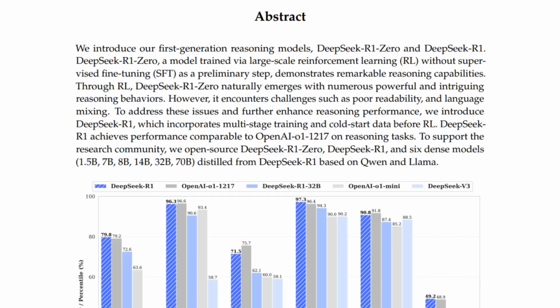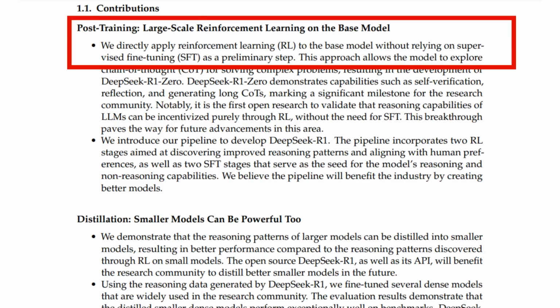But a lot of the learning that came about to make the DeepSeek R1 came from the DeepSeek R1.0. So what is the DeepSeek R1.0? The DeepSeek R1.0 is basically taking the pre-trained DeepSeek V3 model, without any of the post-training stuff, and just running reinforcement learning on it.